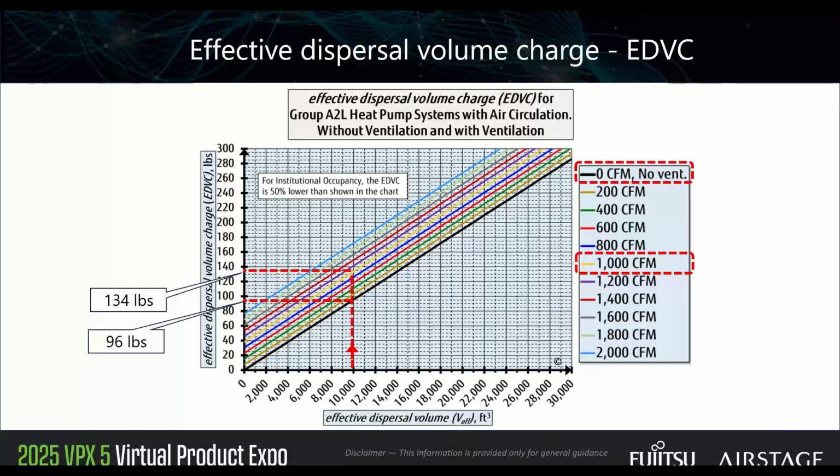That's how we determine EDVC. If I go further up, I can go straight up to the yellow line, that's 1000 CFM. I go out to the left and I get 134 pounds instead. So that's telling us that if I have 1000 CFM in that room, I gain 38 pounds in the allowed charge because I'm adding ventilation, and that's proportional. So if you do 500 CFM, it's going to be half as much, half of 38. Next slide.